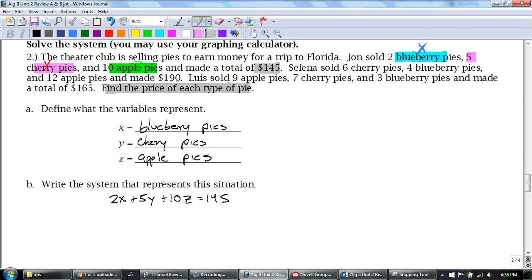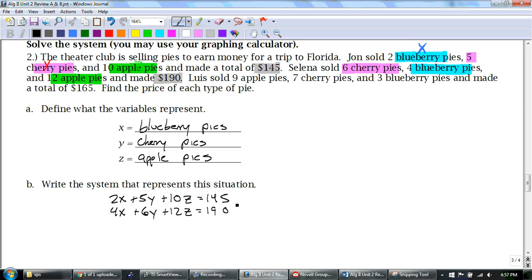But we have to be careful for the next one because the information is in a different order. You can't just be like 6x plus 4y plus 12z equals 190, okay? Because that's not in the order that it's in. This time it's going to be 4x because it's 4 blueberry pies. It's going to be 6 cherry pies. And then what was the apple? It's 12 apple pies equal 190.